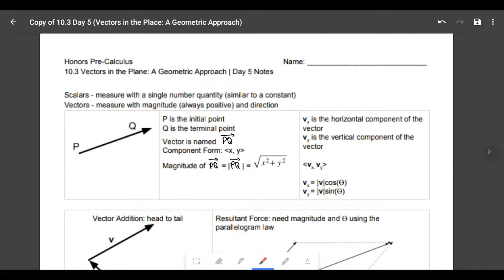There's a note that says magnitude is always positive. That's because for vectors, when we think of magnitude, we think of length. Since it does not make sense to have a negative length, we are going to make sure that our magnitude is always positive.